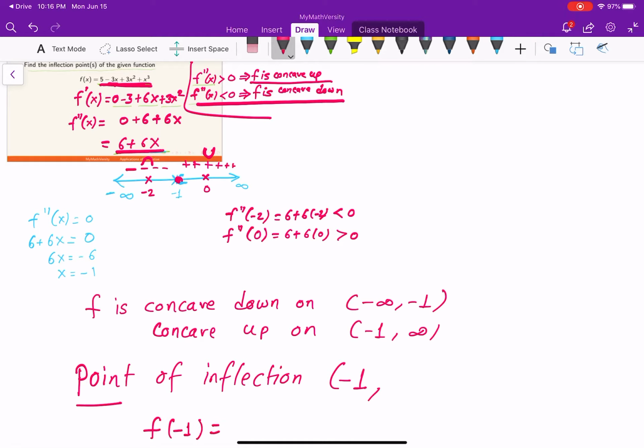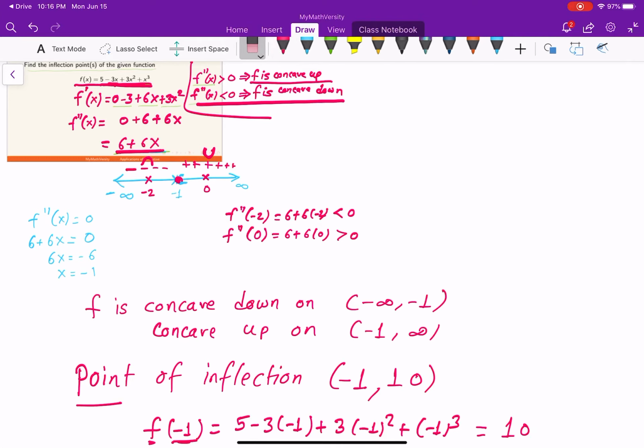F of minus 1 is 5 minus 3 times negative 1 plus 3 times negative 1 squared plus negative 1 cubed. I'm just evaluating the function f at negative 1, and f is over here, right? Can you check what you get here? Is it 10? All right, so if that is the case, then 10 is the y coordinate of the point of inflection, and the inflection point, or the point of inflection that we need, is negative 1 comma 10.